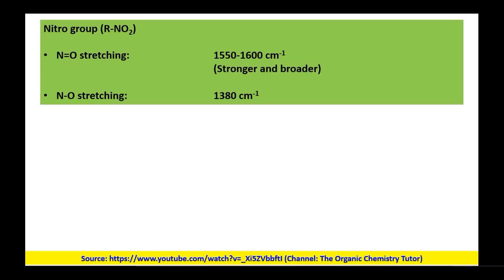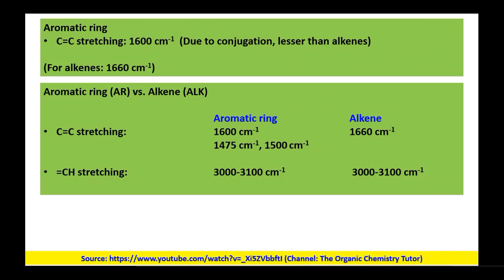Then the nitro group. In the nitro group there would be two groups, a double bond O and this O negative. So there will be the double bond O stretching at 1550 to 1600, and the single bond O stretching at 1300 to 1380. Then in the aromatic group we will be getting C double bond C stretching at 1600. We have already discussed this. However, for the alkenes it is at 1660.